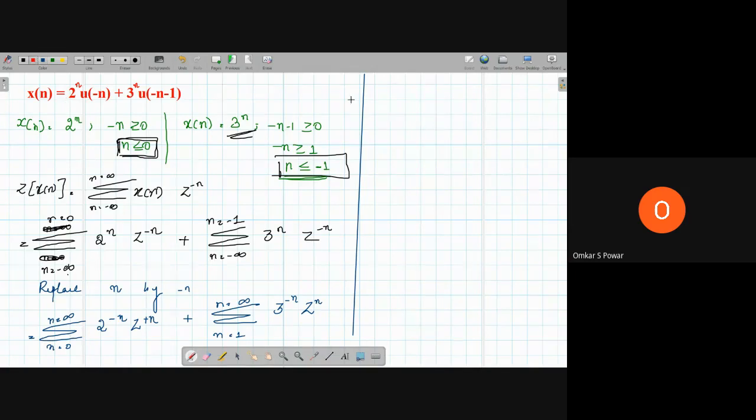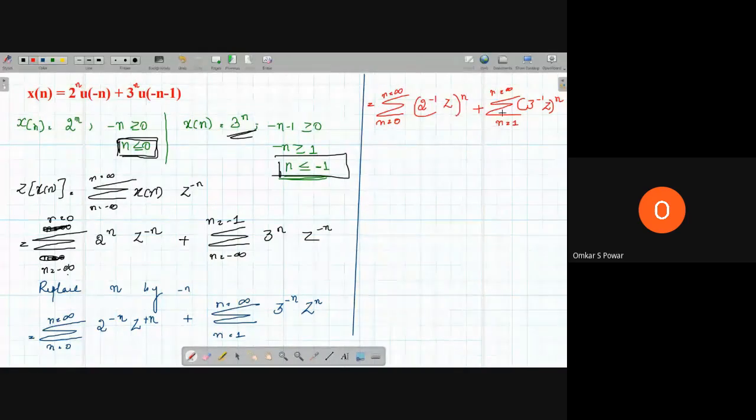Now we can further simplify this one as summation n varies from 0 to infinity, 2 to the power of minus 1 z whole to the power of n, plus summation n varies from 1 to infinity, 3 power minus 1 z whole to the power of n. So now this is according to the formula summation n varies from 0 to infinity a power of n, and this is according to the formula summation n varies from 1 to infinity a power of n.